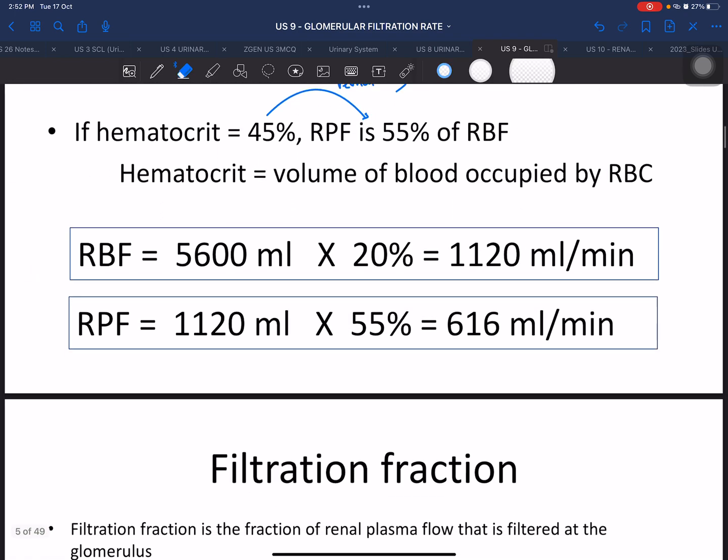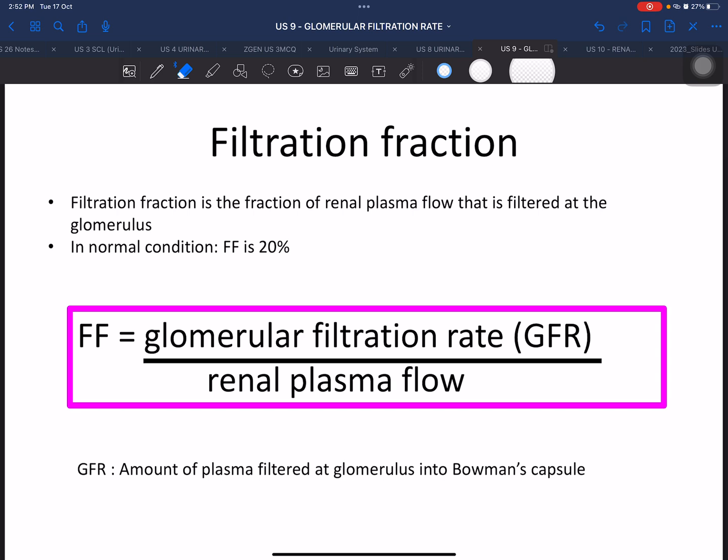So filtration fraction is the fraction of renal plasma flow that is filtered at the glomerulus. From that renal plasma flow, how many percent is filtered? In normal conditions, we have about 20% filtration fraction. How do we get this? By glomerular filtration rate divided by renal plasma flow. We're going to look at GFR in detail.